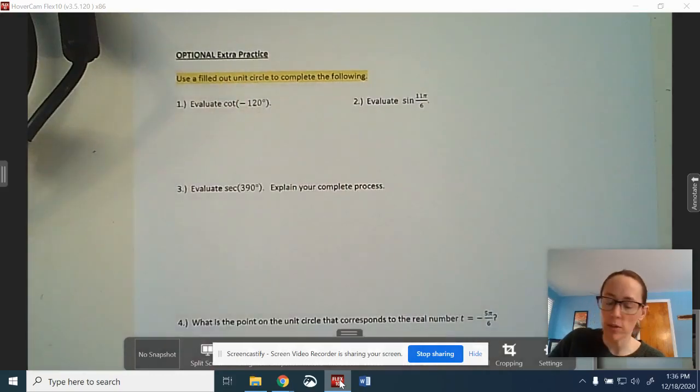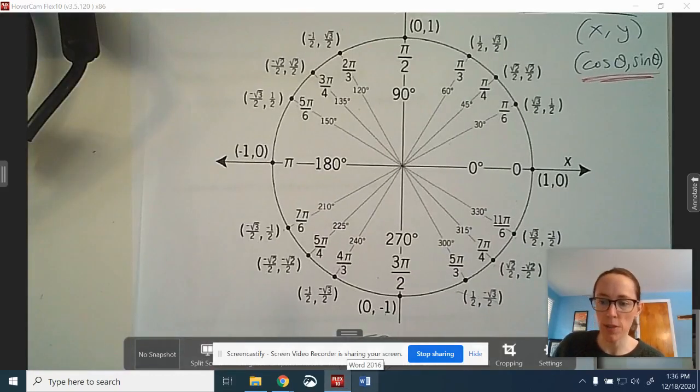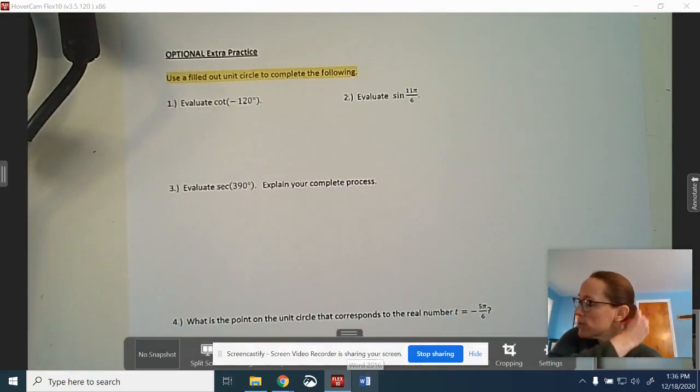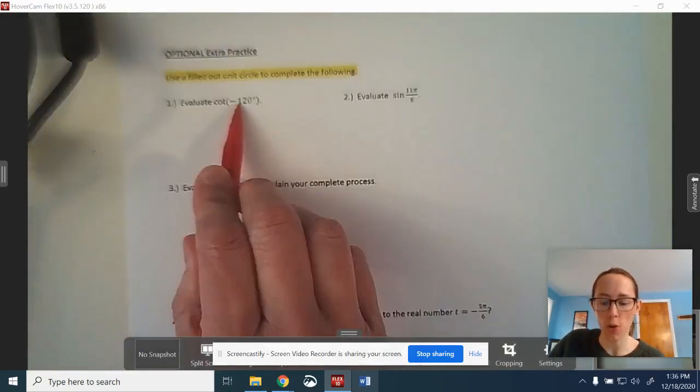So we're going to use a filled out unit circle. I have mine that's all typed. You can use the one from your notes or the one that you have typed. And our first job is to evaluate the cotangent of negative 120.